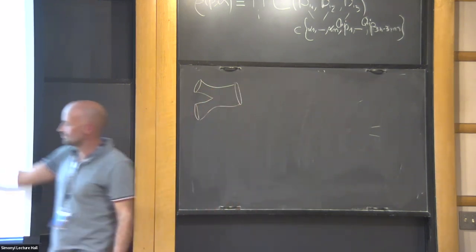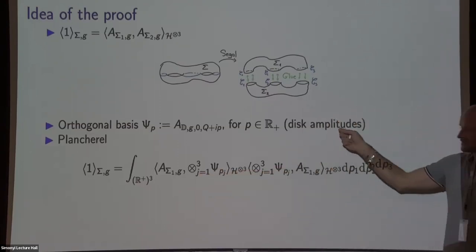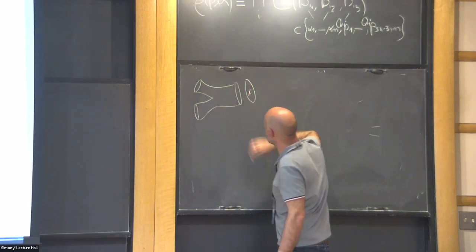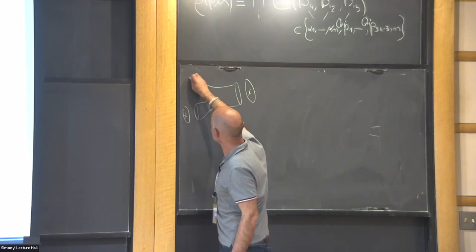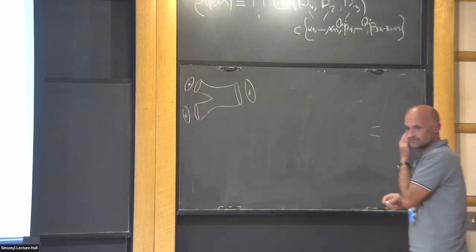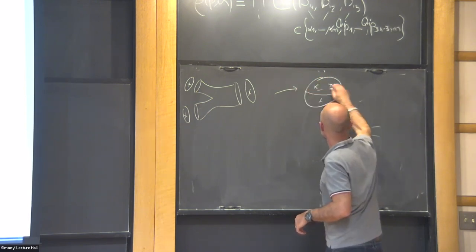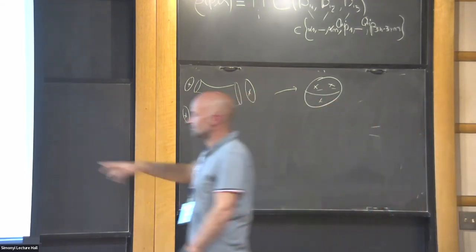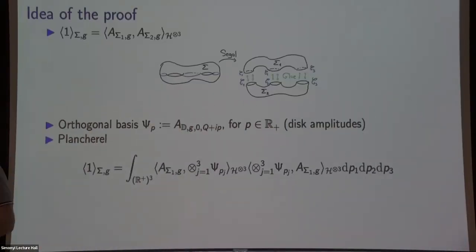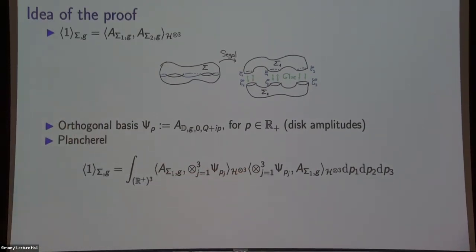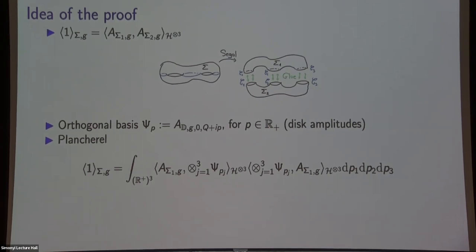Here you evaluate this pant amplitude at these eigenstates, but these eigenstates are disk amplitudes. So basically, Segal tells you that you are gluing a disk with one marked point at each end of the pant. And if you do the gluing, this is a sphere with 3 points. So if you take that as your basis, then all the coefficients here are just those coefficients. So you see, at the end of the day, the argument for the special role of the Riemann sphere will be the pant decomposition of Riemann surfaces.